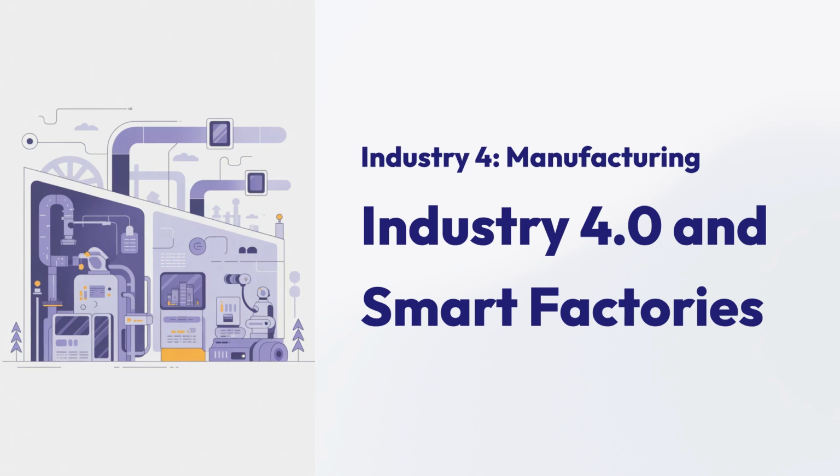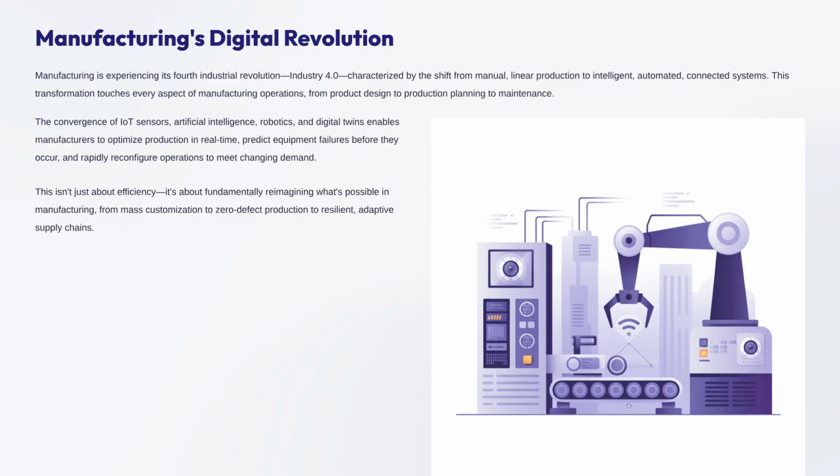Finally, we explore Industry 4, Manufacturing, focusing on Industry 4.0 and smart factories. Manufacturing's digital revolution, Industry 4.0, shifts from linear production to intelligent, connected systems. This includes IoT, AI, robotics, and digital twins to enable real-time optimization and adaptive supply chains.